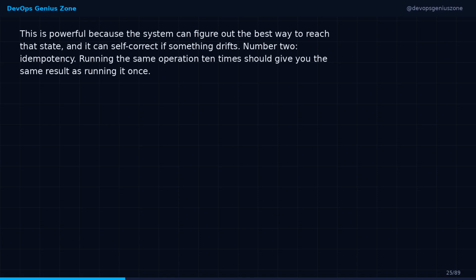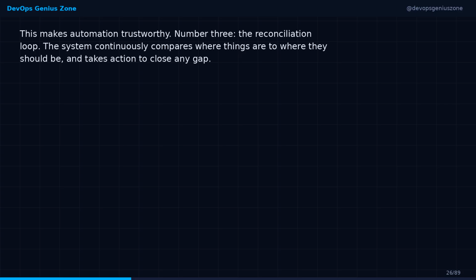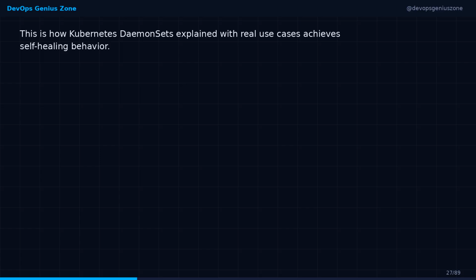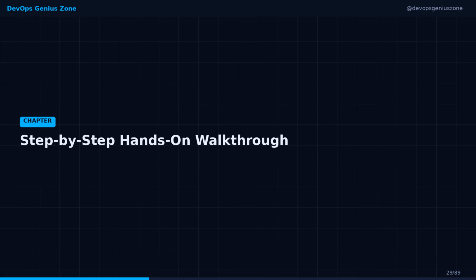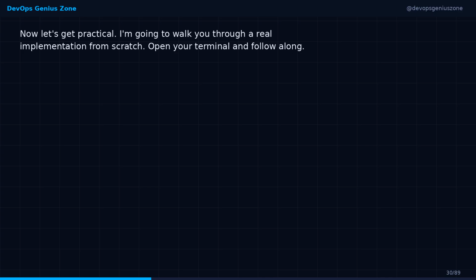There are 3 foundational concepts you need to understand before anything else. Number 1, declarative configuration. You describe the end state you want, not the steps to get there. This is powerful because the system can figure out the best way to reach that state, and it can self-correct if something drifts. Number 2, idempotency. Running the same operation 10 times should give you the same result as running it once. This makes automation trustworthy. Number 3, the reconciliation loop. The system continuously compares where things are to where they should be, and takes action to close any gap. This is how Kubernetes achieves self-healing behavior.